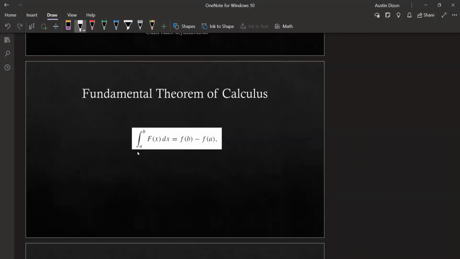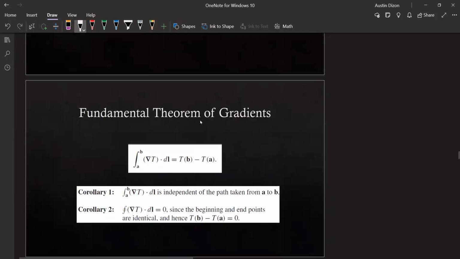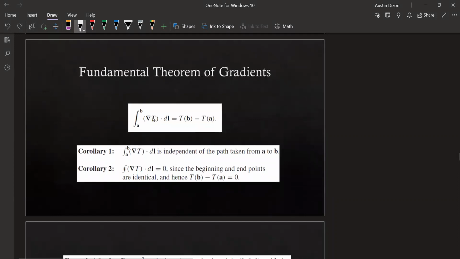Na kapag na-solve mo yung integral ng f, pwede mo nang i-evaluate ito at sa endpoints niya. Okay? F of b minus f of a. Di ba? Very straightforward. Ang mangyayari dyan, translated din yun papunta sa gradients mo. Kapag kinuha mo yung integral ng gradient ng T dotted with dl, yung dl natin, dl. Okay, ganyan ako mag-L, sorry guys. dl is path. Okay? Path yan.